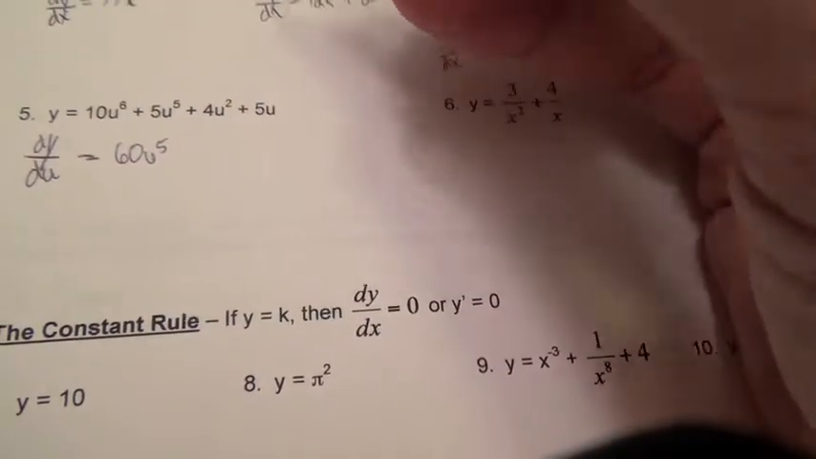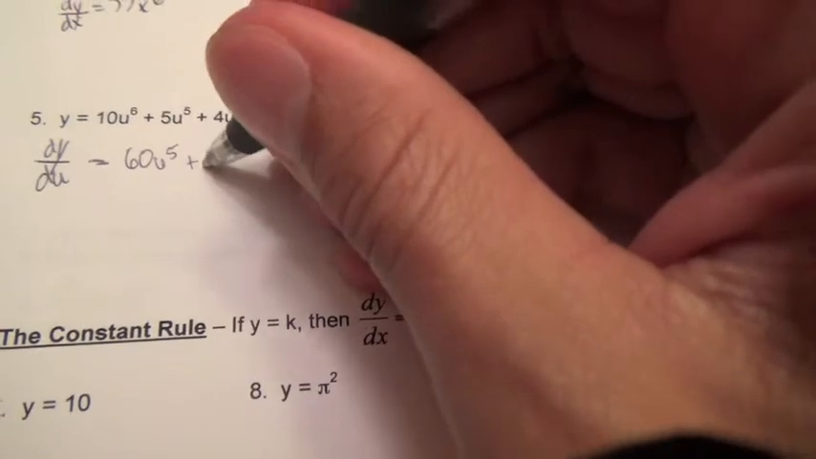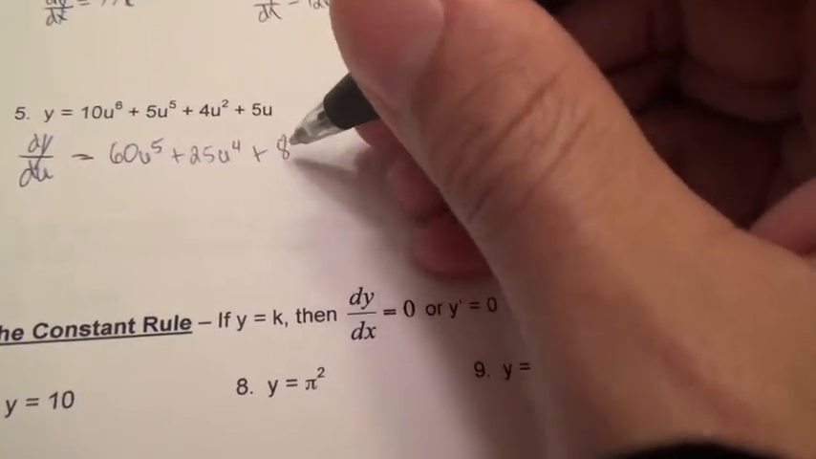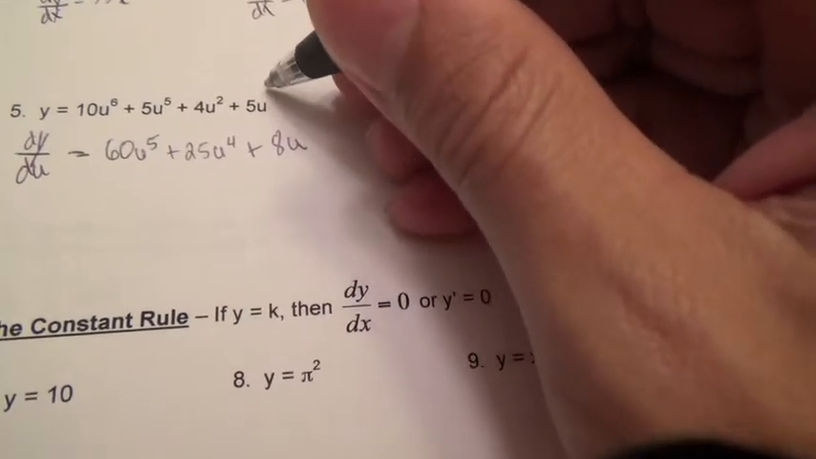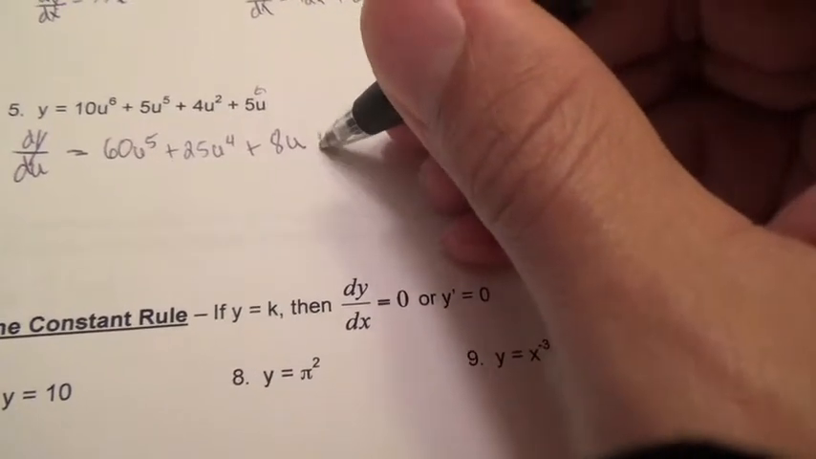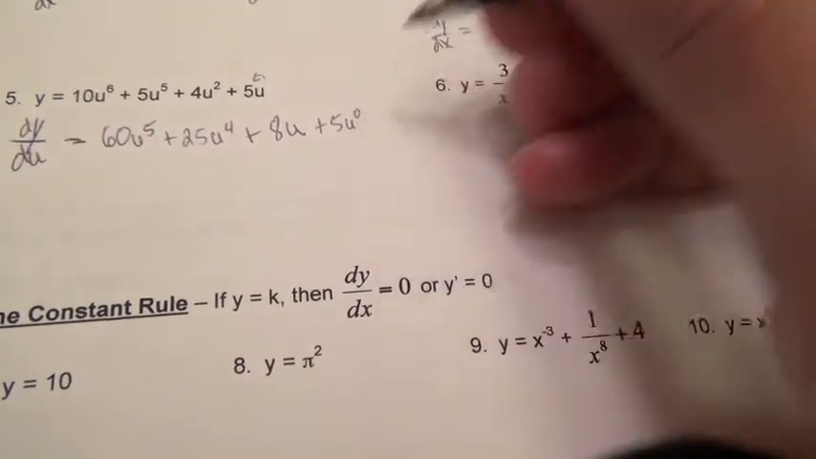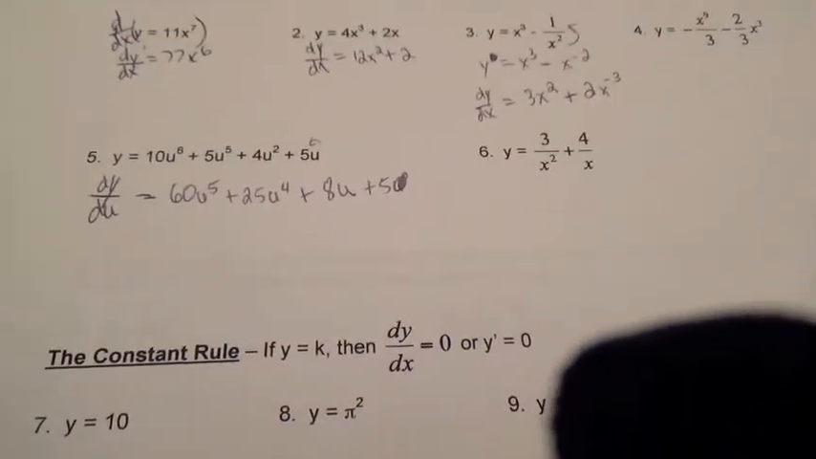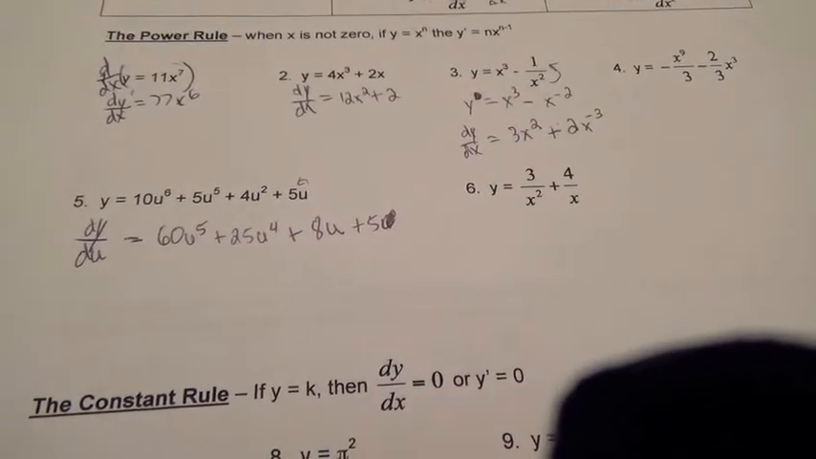Multiply by 6, subtract 1 from that power. Here multiply by your 5, subtract 1 from that power. Multiply by 2, 8u, and then 5u, you do 5u to the first, I'm sorry, u to the 0, which is a 1, so that's why you're just going to get a 5. All right, that's pretty much the power rule.